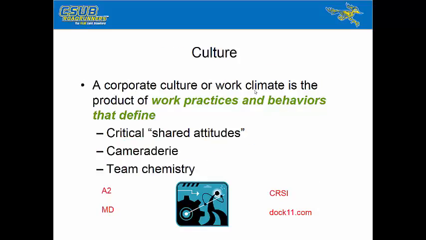Then you're going to have a section on your corporate culture. Sometimes this is a bit hard to define, but it's basically how things are done around this company. It's things about shared attitudes, camaraderie, the team chemistry that you're trying to build.